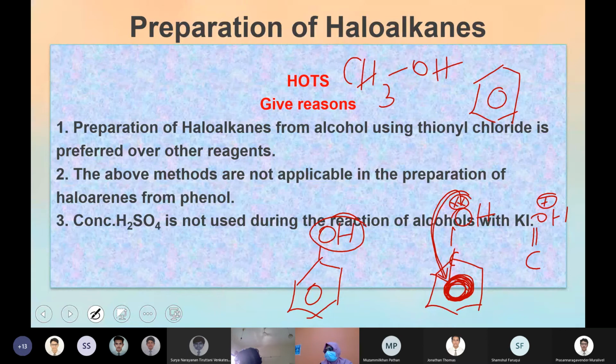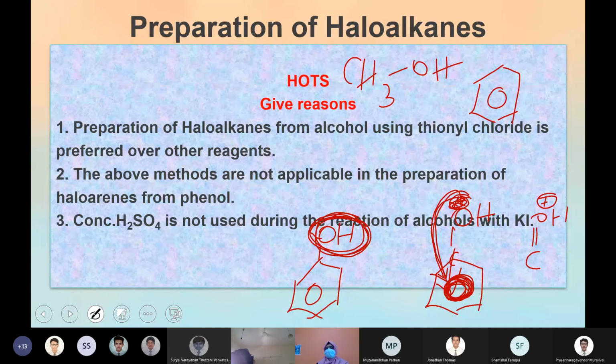It's not easy to substitute an OH group with chlorine in the case of phenol, because this OH group is not free. It is not separate like an OH. Instead, the lone pairs of oxygen are a part of the benzene ring. That means they are added to the benzene ring, so they are not existing as a free OH group. If the OH group is not free, how can you substitute it with chlorine or bromine or iodine?